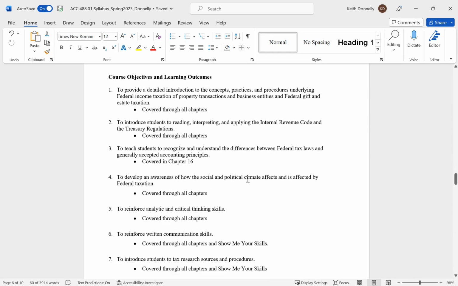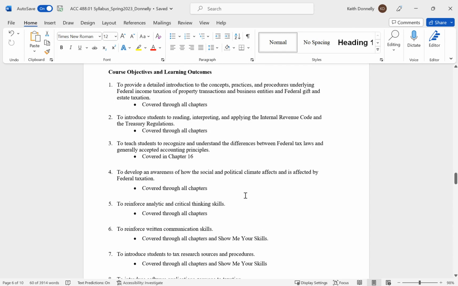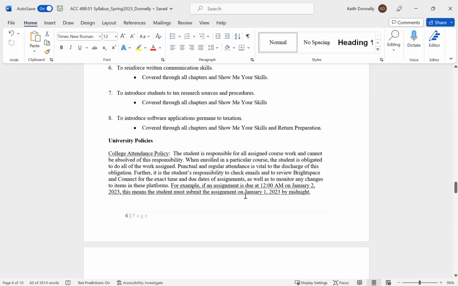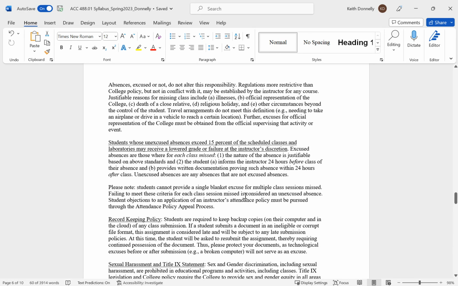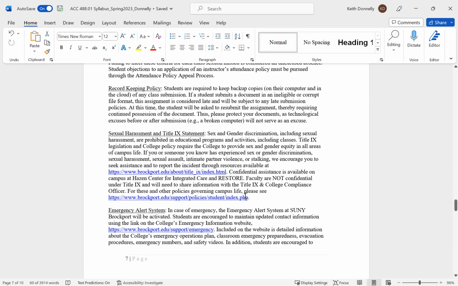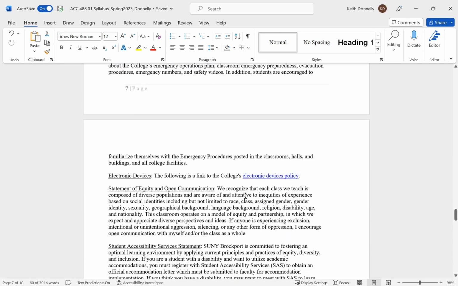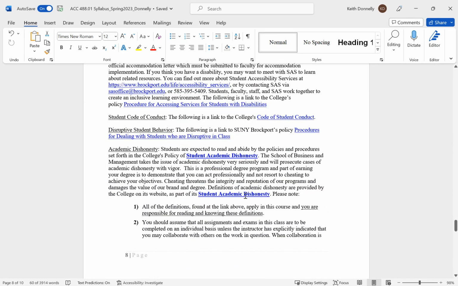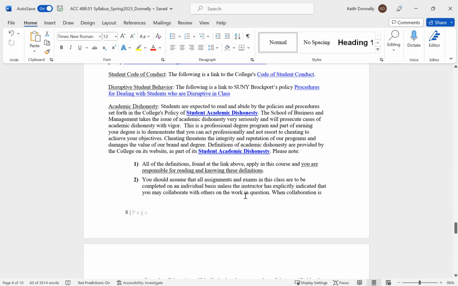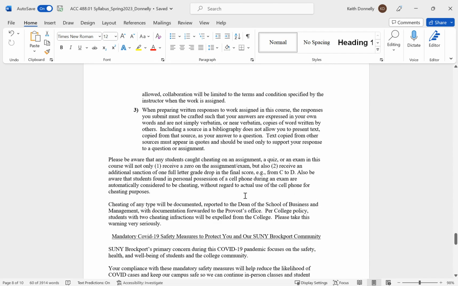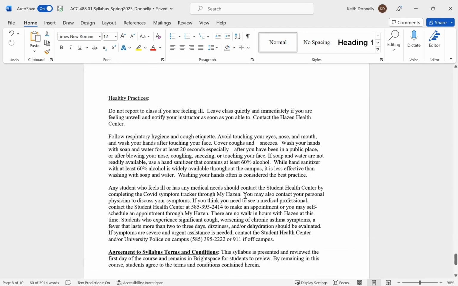These are basically the learning outcomes. You can read those on your own accord. It's basically, like I said, we're talking about business tax. The other policies here, you can read through those at your own time. Whatever the university sets, I'm going to agree with them and have those policies in there.